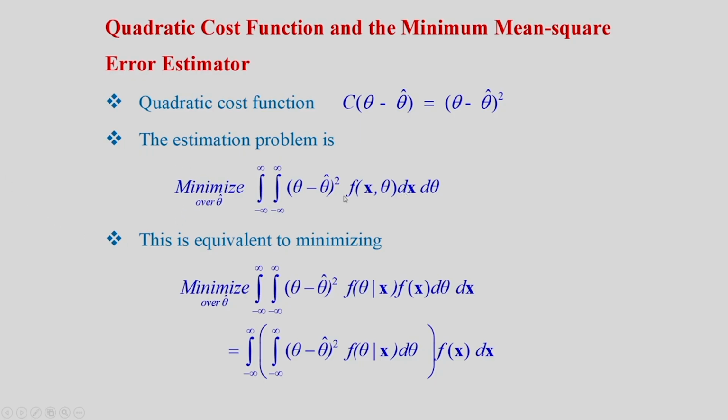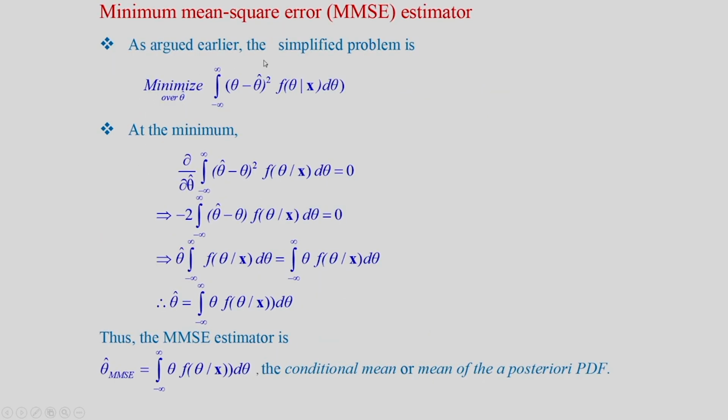And then, as I told, we will write this in terms of the prior and conditional PDF. So, this is the expression, and as I did earlier, we will have an inner integral like this and an outer integral involving f of x like this. So, this simplified problem is now: minimize the integral from minus infinity to infinity of theta minus theta hat whole square into f of theta given x d theta. This is the mean square error we are trying to minimize.